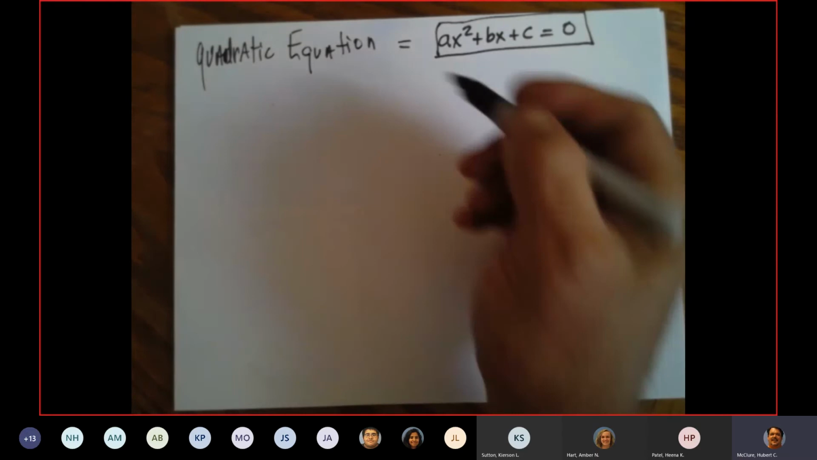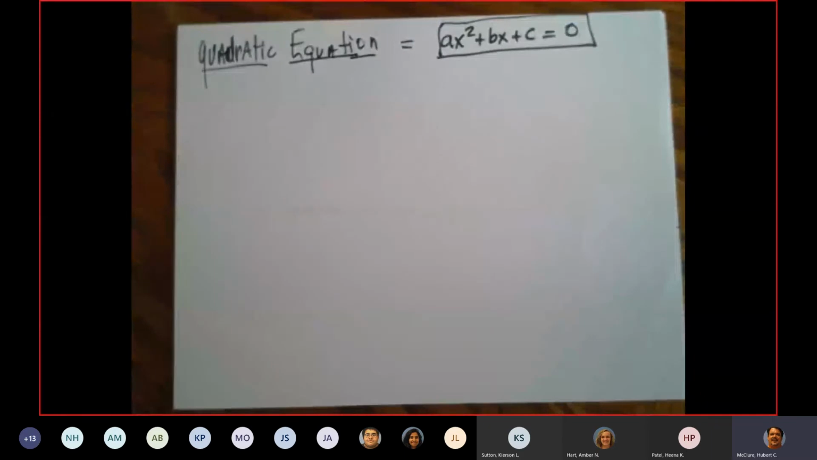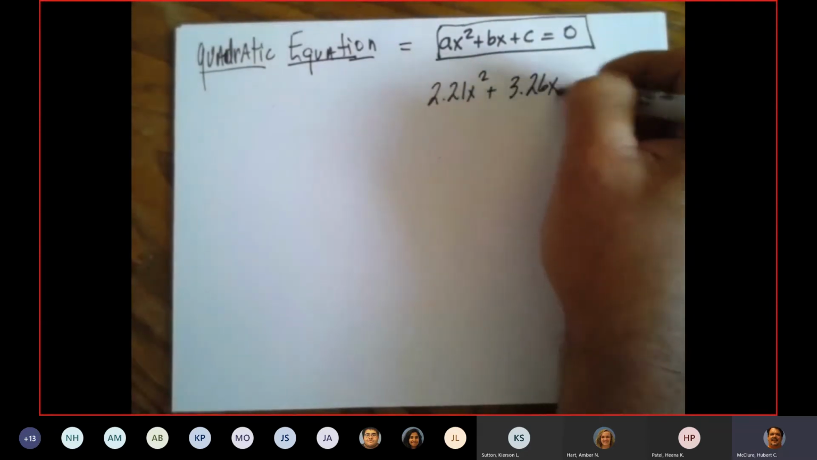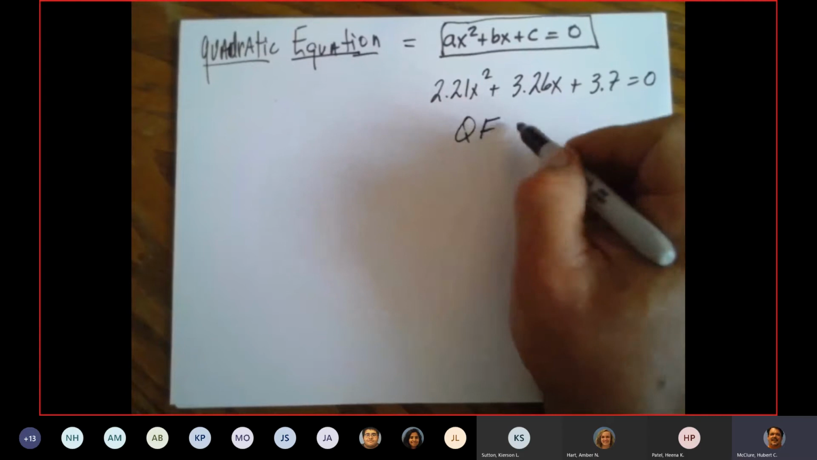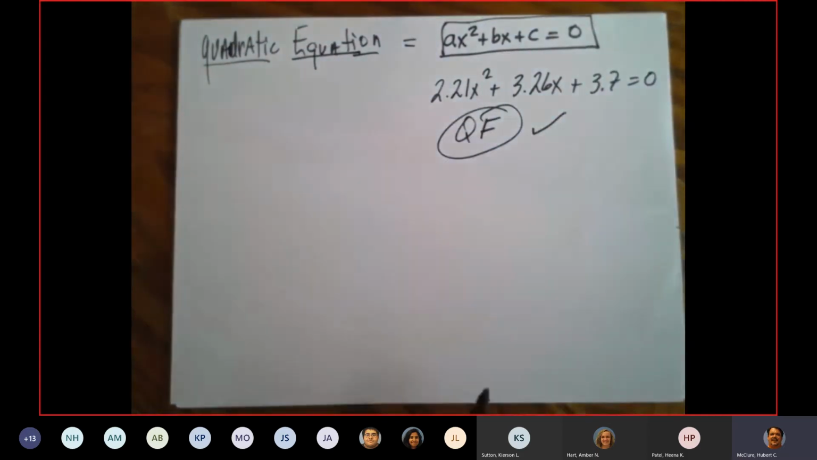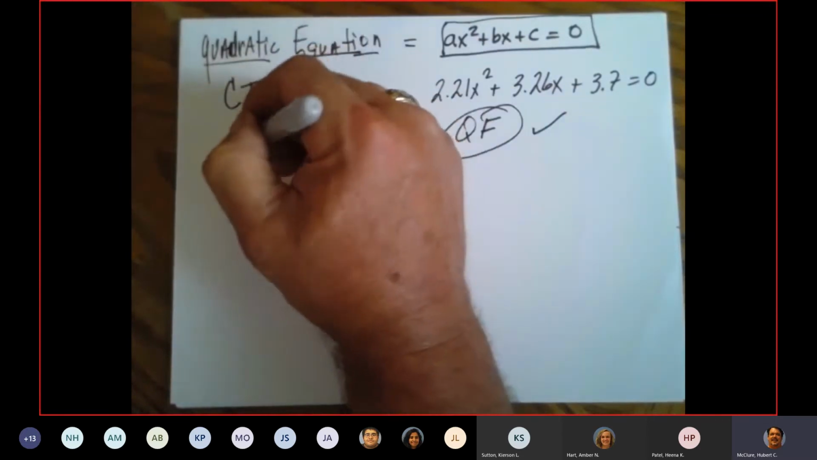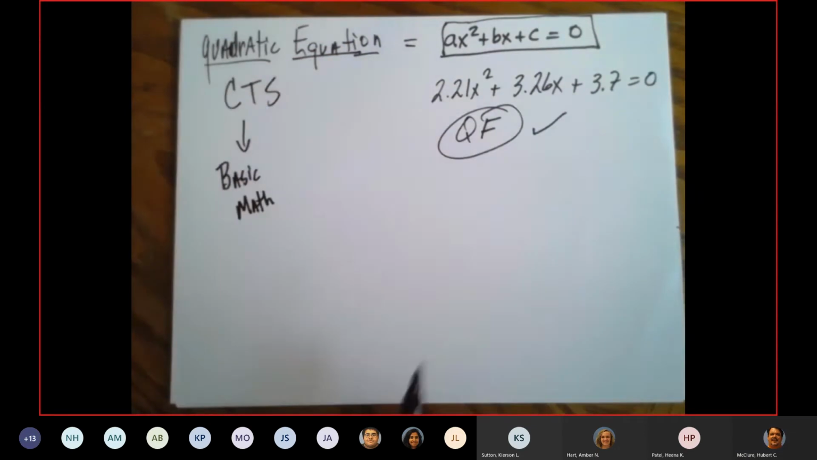All right, so we don't use the quadratic formula unless it's for decimals. So if you get one like this, 2.21x squared plus 3.26x plus 3.7 is equal to 0, you take that quadratic formula and you knock yourself out, okay? Because that's what it's used for. Other than that, we're going to use completing the square, because completing the square uses basic mathematics. You use basic mathematics to do the quadratic formula.